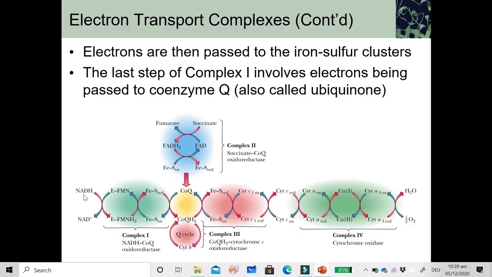So again, you start here with NADH. The NADH here is the one that comes from the citric acid cycle. And FADH2 here is the one which also comes from the citric acid cycle. But remember that the succinate dehydrogenase enzyme, the enzyme that oxidizes succinate to fumarate, is actually part of complex 2, the succinate coenzyme Q oxidoreductase complex, which is itself found embedded in the inner mitochondrial membrane. Okay, we're going to have more to say about the ATP yield, the P to O ratio, later.